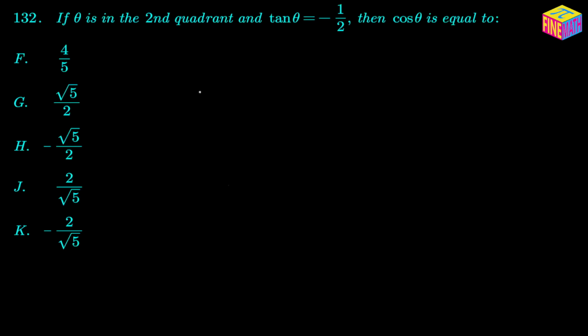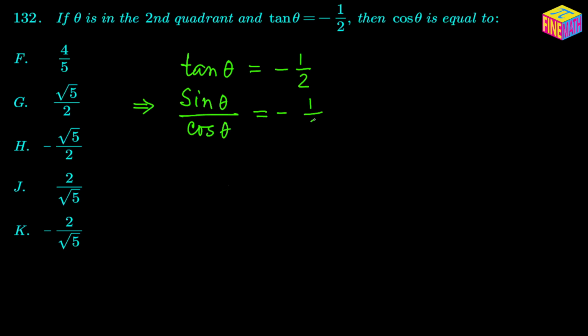So now what have we been provided with? Well, we have been provided with tangent of theta. So let me make a quick note here. Tangent of theta is equal to negative 1/2. So we can write it as sine of theta over cosine of theta. That's the tangent of theta, the ratio of sine over cosine, and that is equal to negative 1/2. And if we cross multiply, we get 2 times sine of theta is equal to negative 1 times cosine of theta.